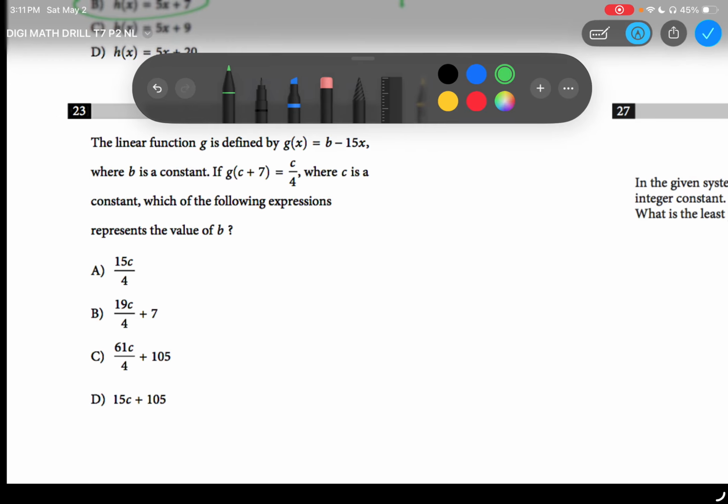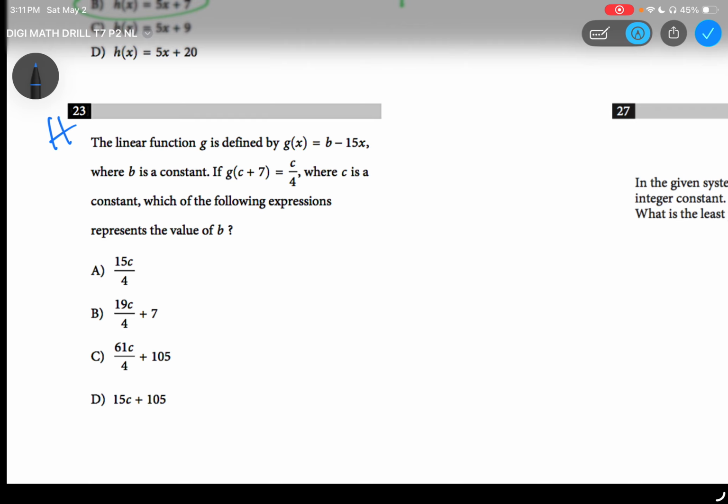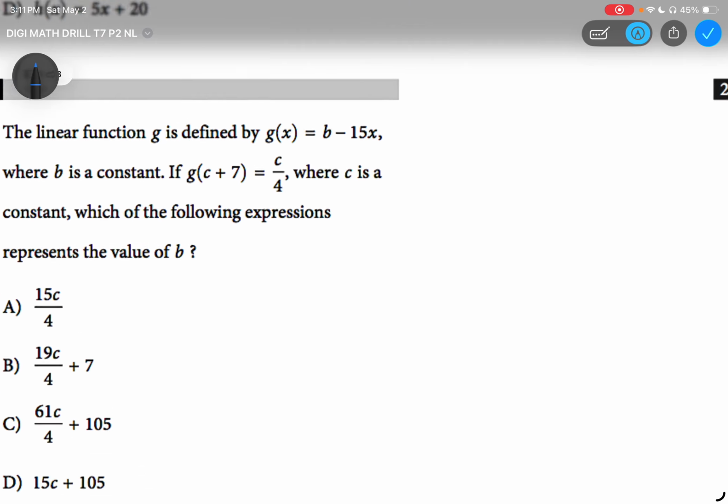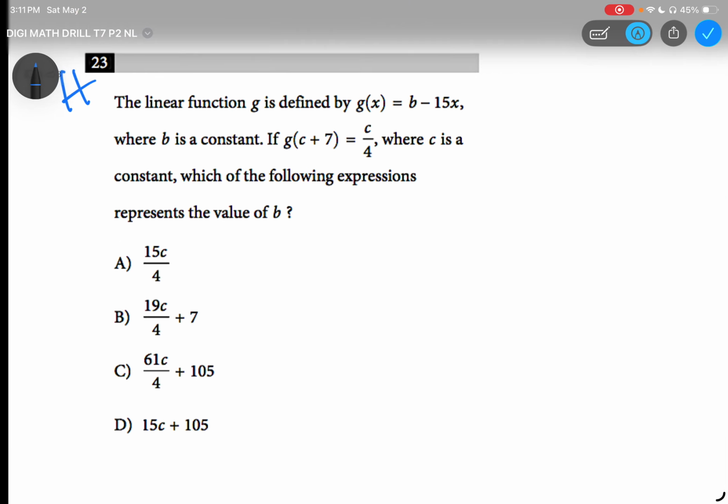All right, so this question number 23, we know we are in the hard section of the exam. When we take a look at this guy, how they're trying to scare you with, ooh, what is that g of x? That g of 7 plus 7 equals c over 4. And take a look at the answer choices. They give you fractional answers.